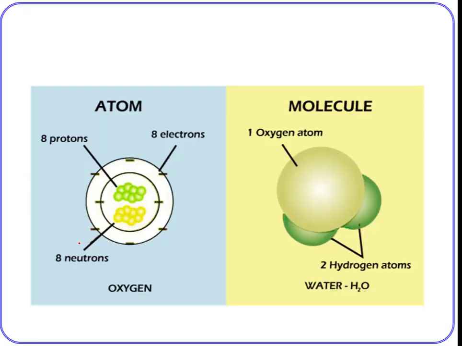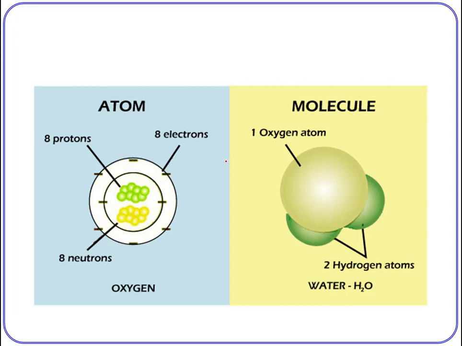Can you spot the difference between atom and molecule now? Atom contains three subatomic particles, which are proton, electron, and neutron, while molecule contains more than one atom. So we have, for instance, water molecule. Water molecule contains two hydrogen atoms with one oxygen atom.